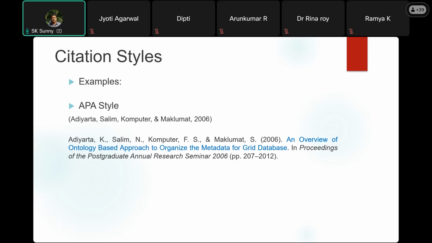One of the simplest citation styles is Nature style. Nature journal has its own citation style. That is the simplest and most functional citation style. We will see that later.